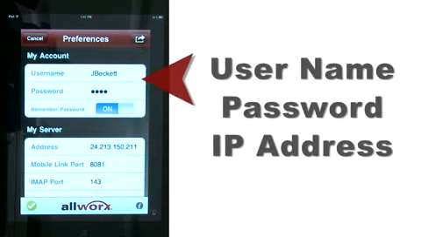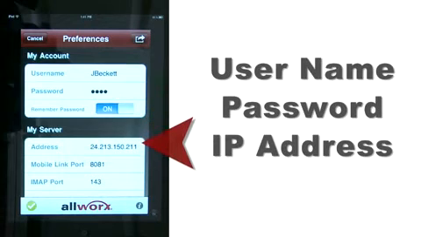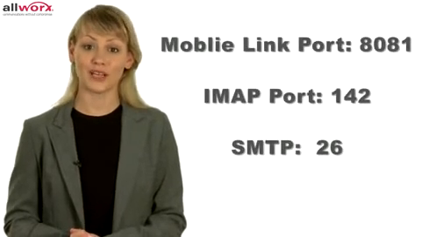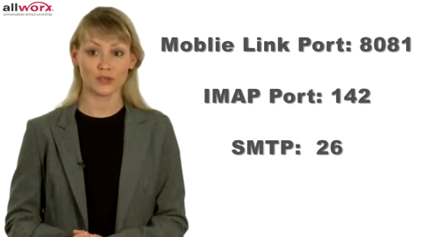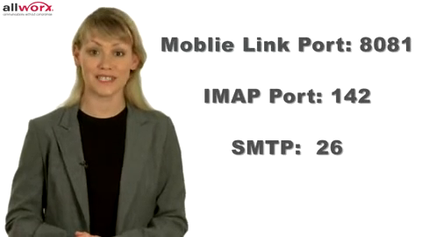Enter your Allworks username and voicemail password. Then, enter the IP address of the Allworks server that is provided by your administrator. Every address is different, so do not enter the address on this screen. The default Mobile Link port is 8081. The IMAP port is 142, and the SMTP port is 26.